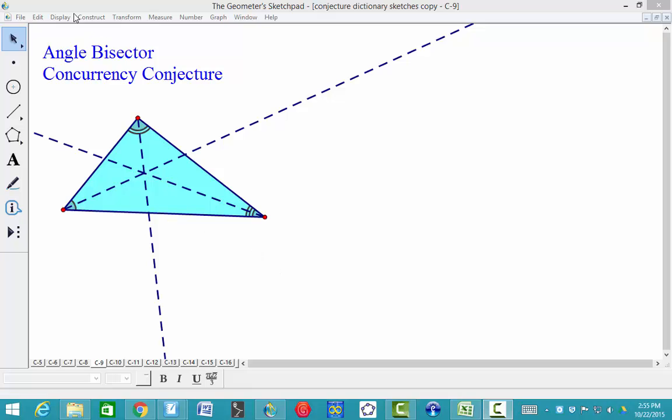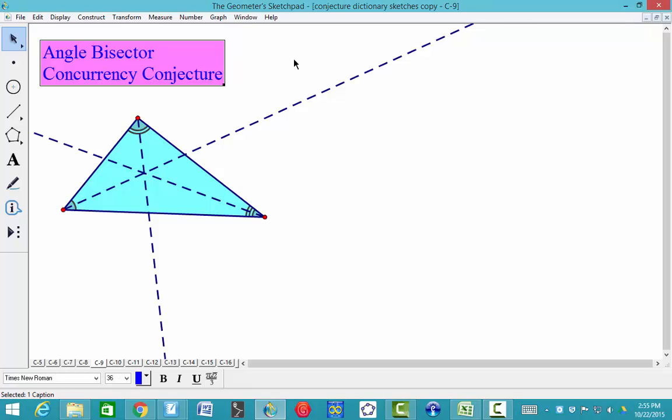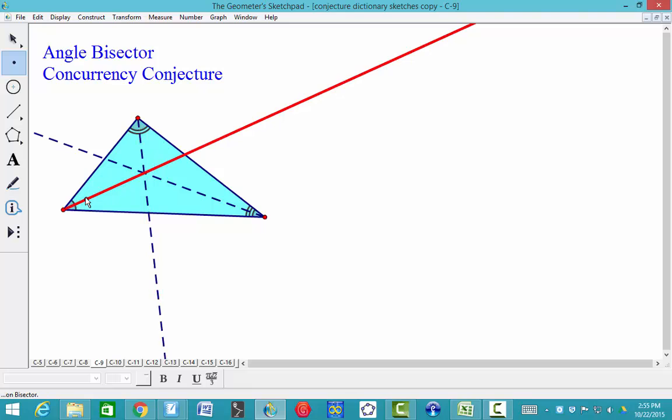Okay, looking at the next set of conjectures, we're first going to start with conjecture number 9, which is the angle bisector concurrency conjecture. All this one is saying is that if you construct the 3 angle bisectors of a triangle, those meet at a point. That point is called the point of concurrency, and these 3 lines are concurrent.